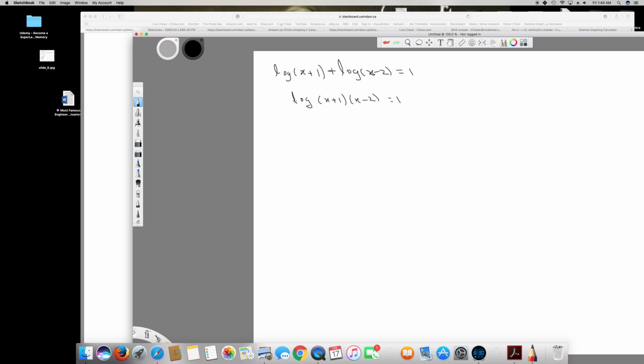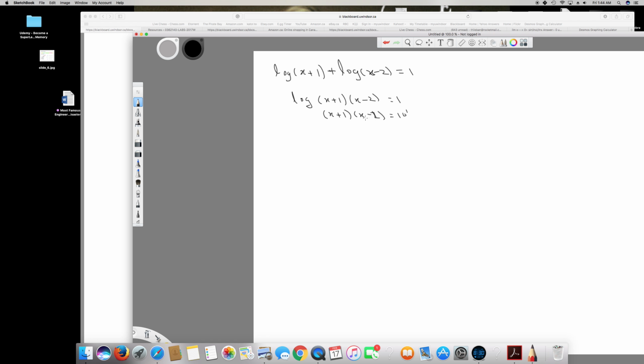Now, if they have given log alone, it means base 10. So if I put 10 to the power of 1, this log will cancel. For example, if they had given a 3 here, you would put 3 to the power of 1 and the log would cancel. In this case I'm going to use 10 for the log. So the log cancels: (x + 1)(x - 2) is equal to 10 to the power of 1.